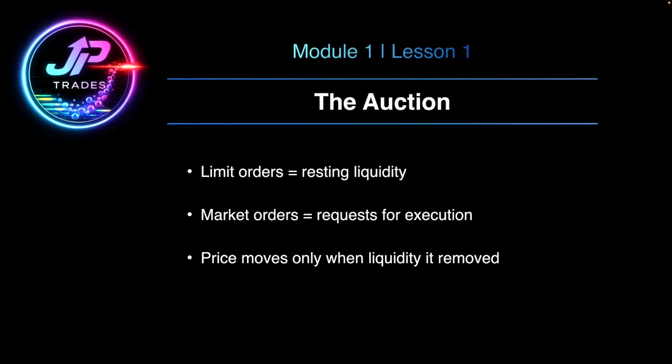Markets operate as a continuous auction. At every price, there is resting liquidity, or limit orders waiting to transact. These are not active decisions. They are offers to do business at a specific price. So when price is sitting still, it's because those resting orders are absorbing incoming activity. Price only moves when these resting orders are removed, either by being traded through or by being pulled. This is the first mental shift you need to make. Price is not animated by candles, price is constrained and released by liquidity.